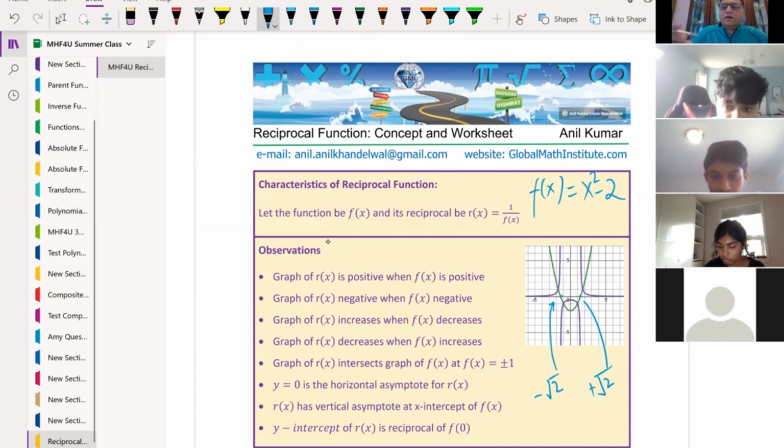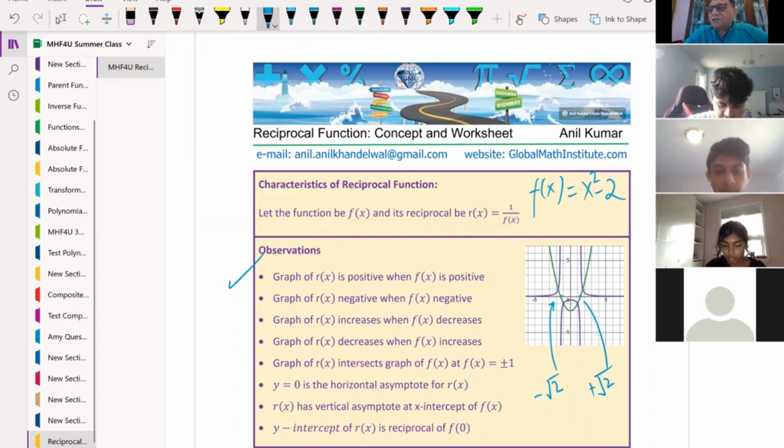I would like Akshat first to read the observations, and then we'll look back into them. So Akshat, can you please read the observation, and then all of us will say whether we have understood or not? Observations. Graph of R of x is positive when f of x is positive. Graph of R of x is negative when f of x is negative. Is that clear to all? Yes, sir.